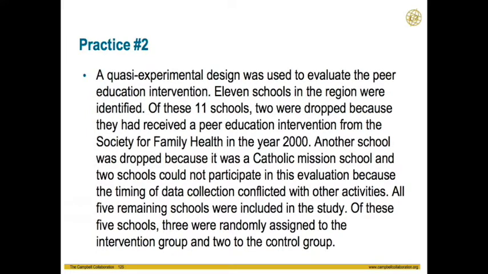Okay, let's look at number 2. A quasi-experimental design was used to evaluate a peer education intervention. 11 schools in the region were identified. Of these 11 schools, 2 were dropped because they had received a peer education intervention from the Society for Family Health in the year 2000. Another school was dropped because it was a Catholic mission school, and 2 schools could not participate in this evaluation because the timing of data collection conflicted with other activities. All 5 remaining schools were included in the study. Of these 5 schools, 3 were randomly assigned to the intervention group and 2 to the control group.